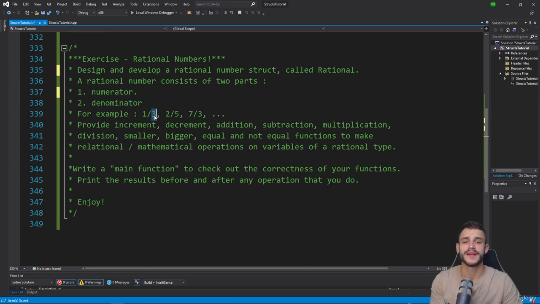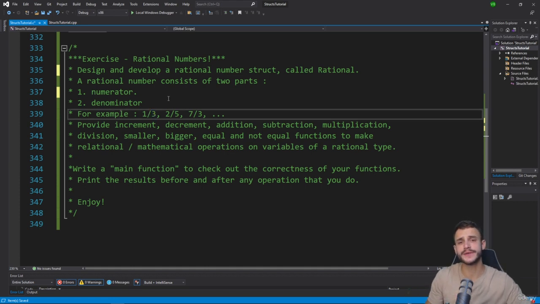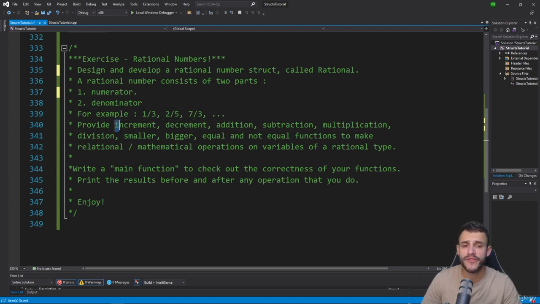Is it clear? So, what you will need to do first of all is to provide this structure for the rational. That shouldn't be very difficult. It consists of two fields, numerator and denominator. And then, after the previous material we've spoken about, you will have to provide a couple of functions. One function should increment a given rational number. The other function should decrement a given rational number.